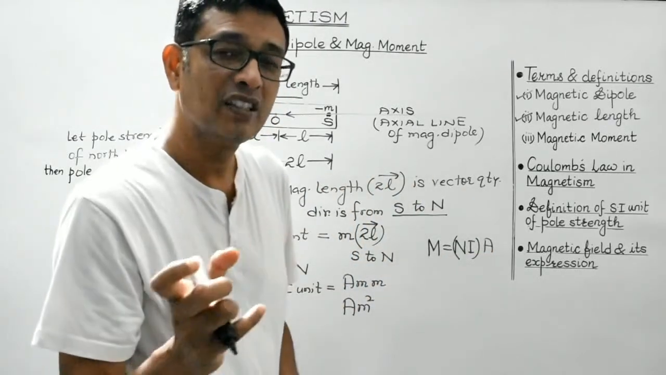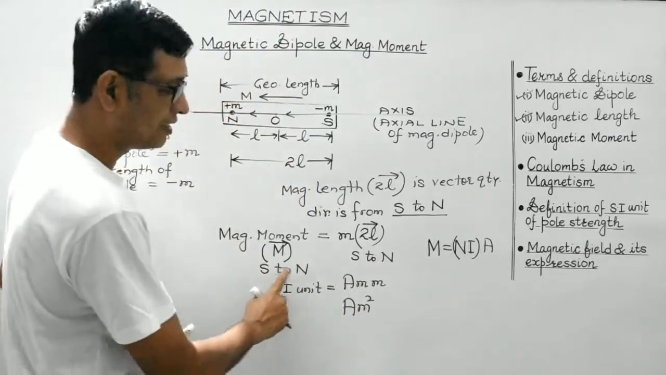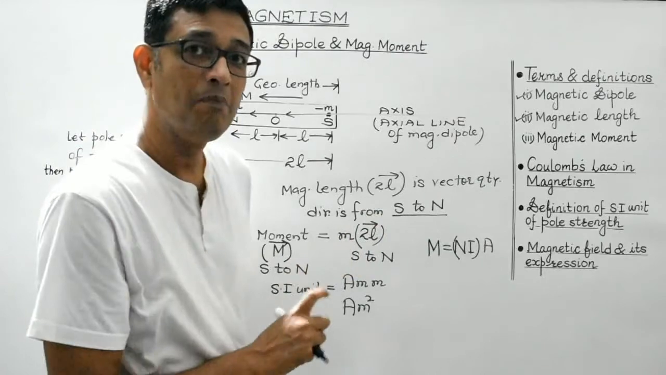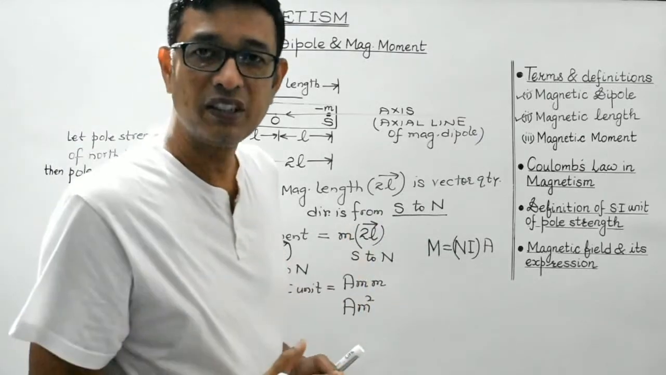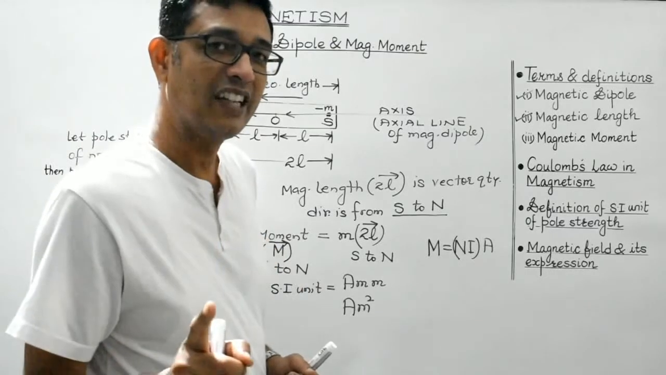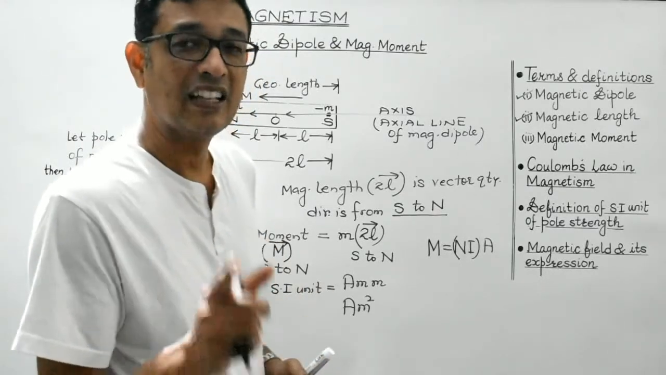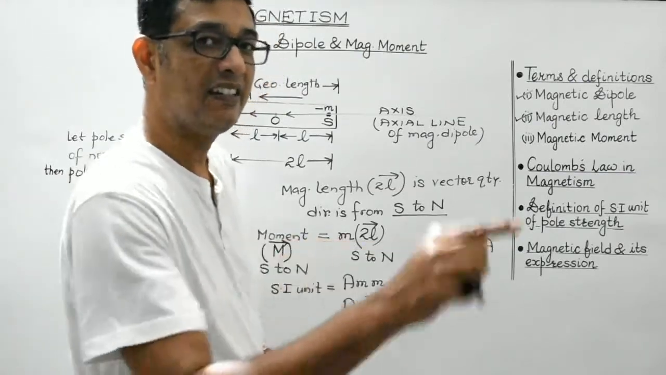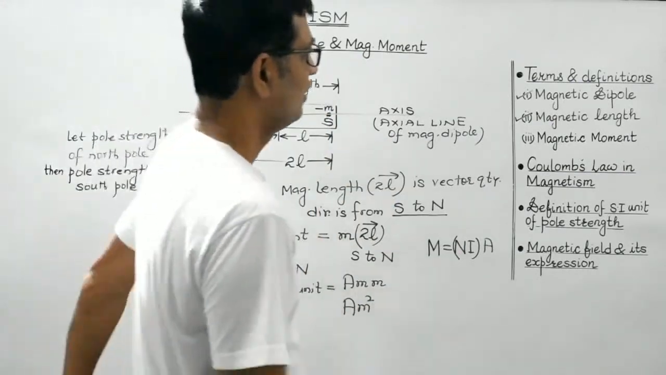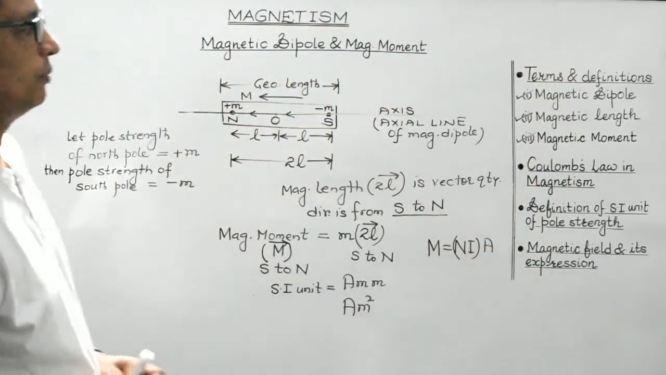But while considering the magnetic moment of a bar magnet, the magnetic moment is given by the product of the magnitude of either of the pole strengths and the distance between them. It's a vector quantity directed from south to north. That is the same as the direction of magnetic length. Clear? So this was about magnetic moment.